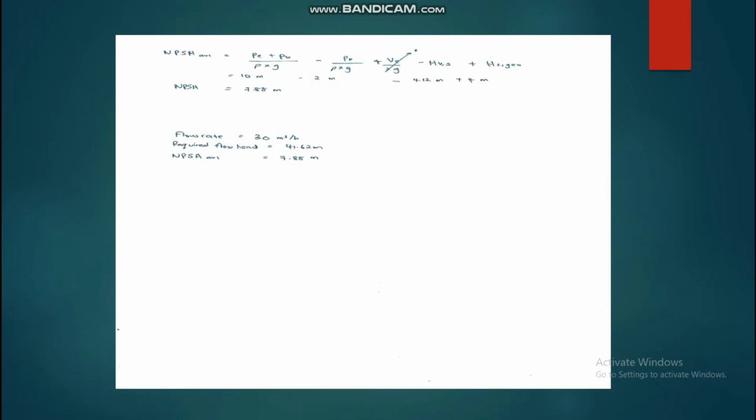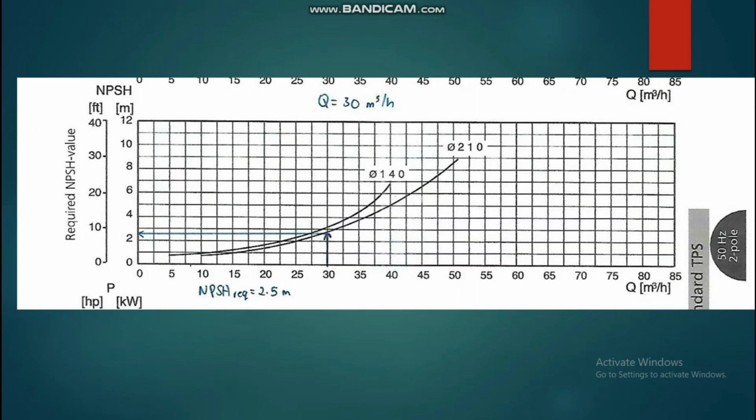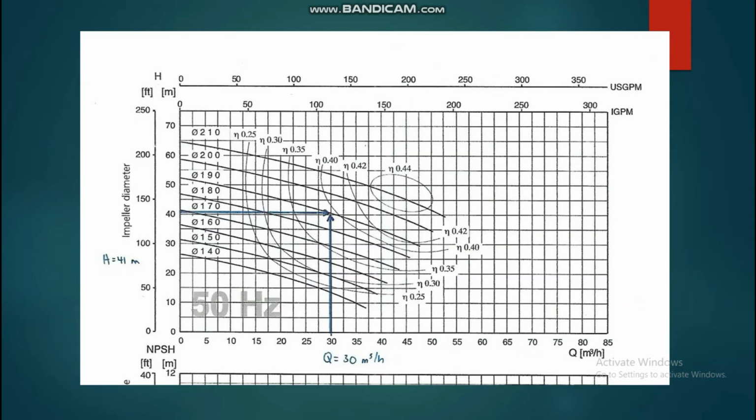Based on the parameters that we have collected, which are Q equal to 30 m³/h, required flow head 41.62 meters, and NPSH available 7.88 meters, we extrapolate on the graph diagram of the centrifugal pump TPS 3050, 2 pole and 50 Hz. We extrapolate the NPSH graph and get the NPSH required of 2.5 meters. And we use an impeller diameter of 210 millimeters.